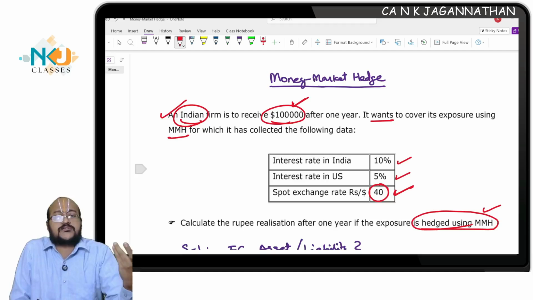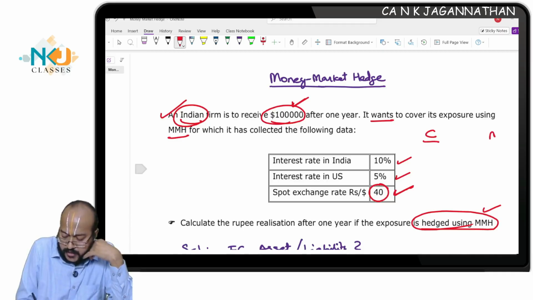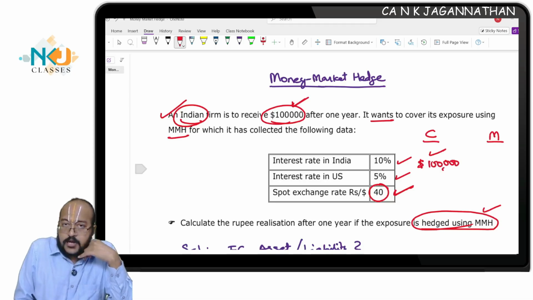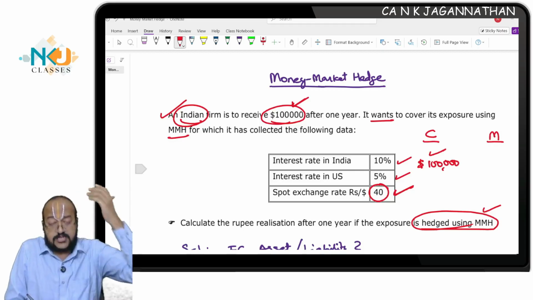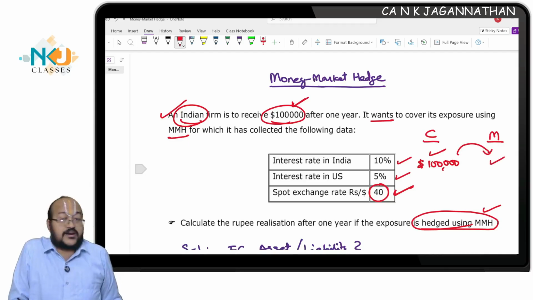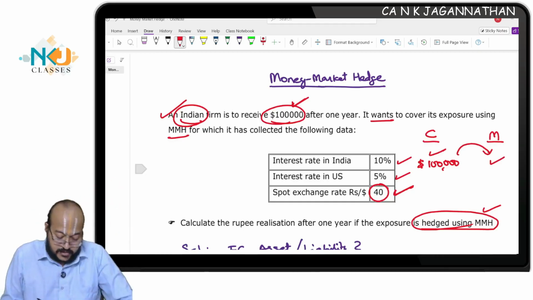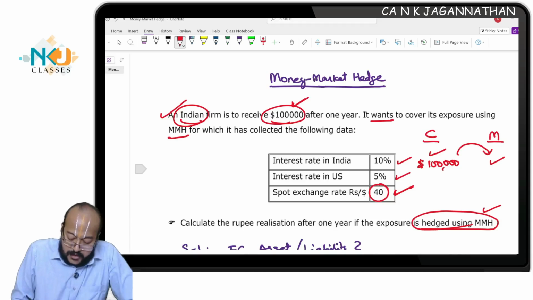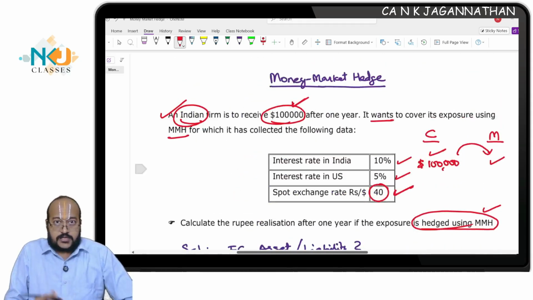Money market is nothing but the interest rate market, which means there are two markets here. One is the currency market, another is the money market. In the currency market, he has a transaction exposure of 1 lakh receivable. I don't know what will be the realizable amount, since the exchange rate may fluctuate. So I enter into the money market, or interest rate market, and try to hedge my position. How to hedge using the interest rates is the discussion. First I'll tell you what strategy is to be used, and thereafter we can understand the concept in a better way.